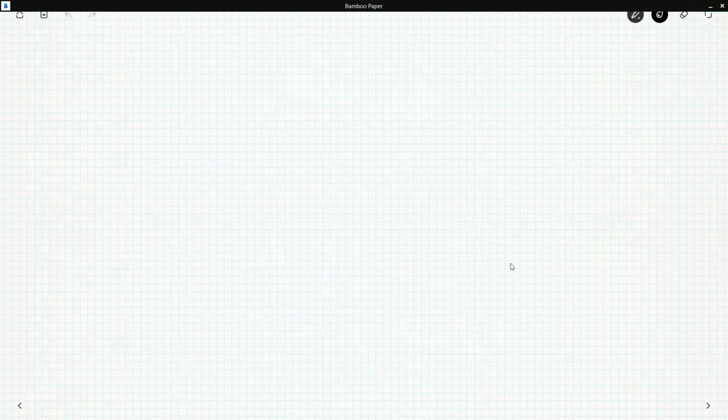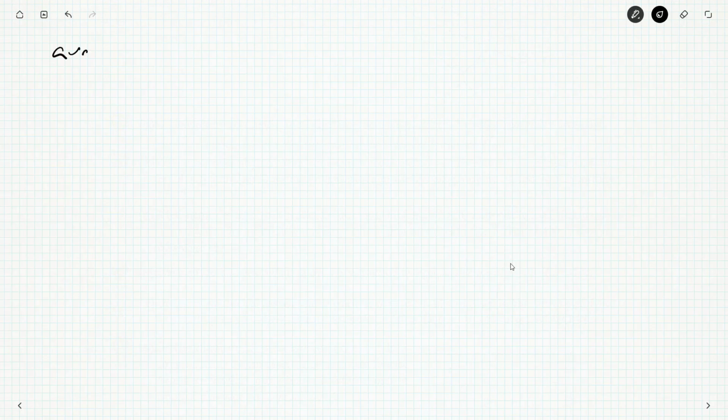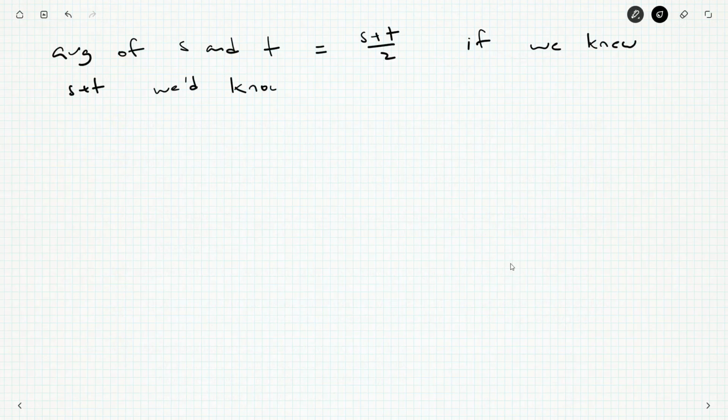So to compute the average of s and t, the average of s and t is just s plus t over 2. If we knew s plus t, we'd know the average. I think that's fair to say. If we knew each of s and t, yes, we'd also know the average, but at bare minimum, we just need s plus t. And the reason I write it like this is because I've seen questions like this before.